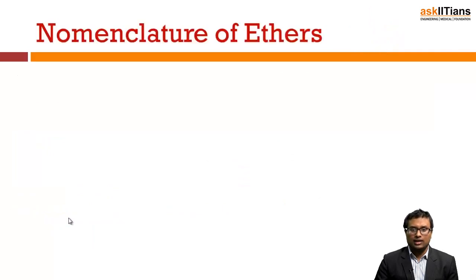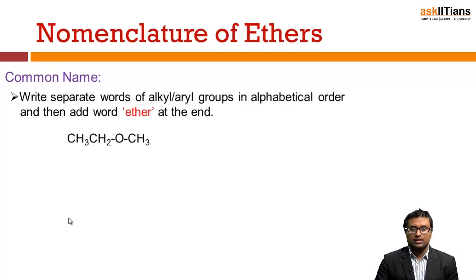Now what about the nomenclature of ethers? Ethers also have to be given some names, right? Let's see how ethers are named. If you consider the common name, what you have to do is write separate words for the alkyl and aryl groups in alphabetical order, and then add the word ether at the end.